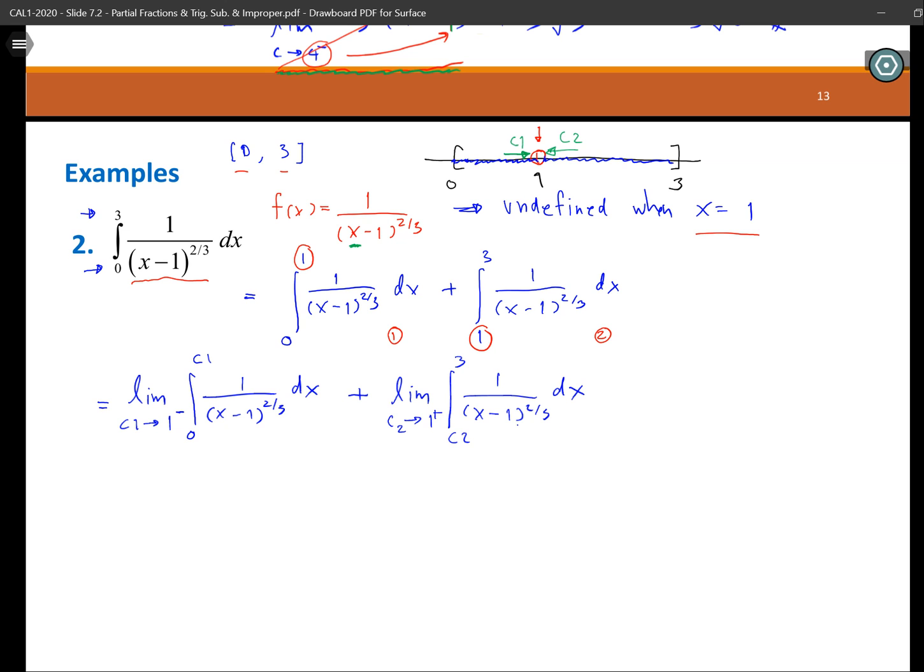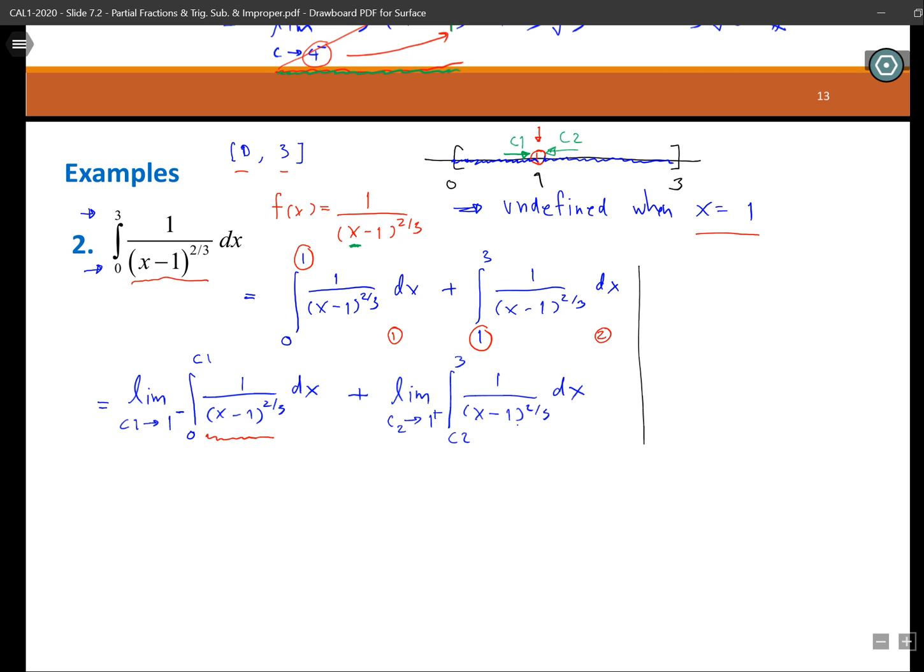Okay, so we have two integrals to take care of. So at this point, all we need to do, once again, is to perform the integration normally. So we try to integrate this. And as usual, the first thing I'm going to try here is to use the substitution.